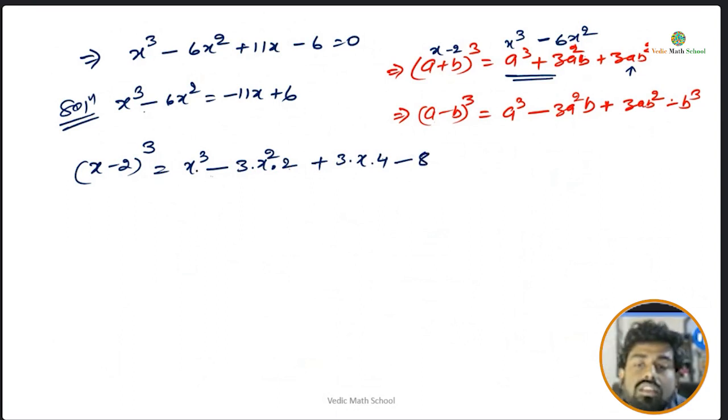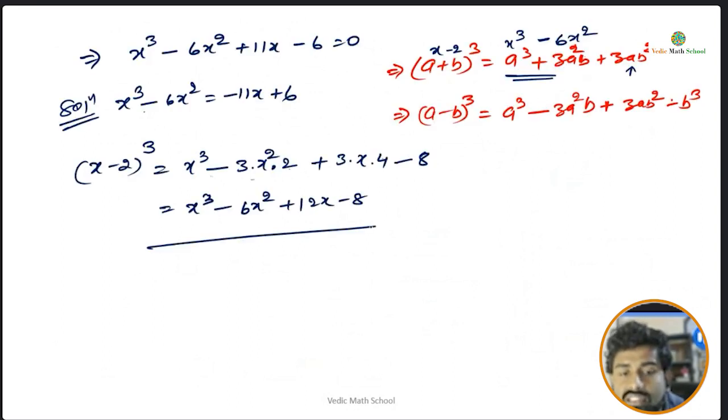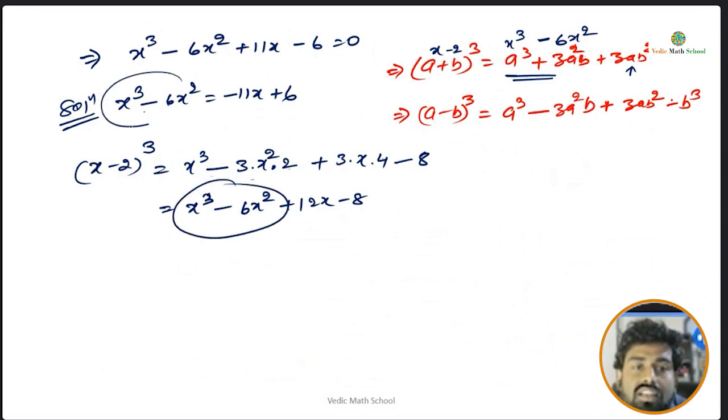Now, actually, this is the formula. So we are going to solve it. x cube minus 3 into 6x square plus 12x minus 8. This is the number we are getting in. Okay. As you can see, the same thing is in our question as well.